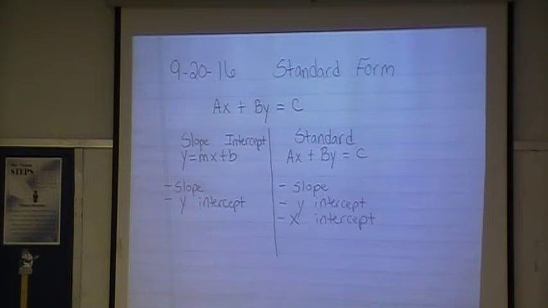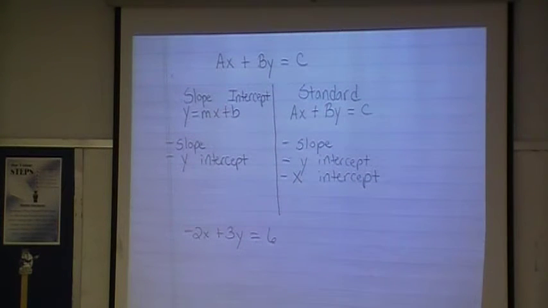And you say, okay, how do you know it's in standard form? Well, you're going to have an x and a y on that same side. The x will come first, then your y, and then your equal sign and a number. So if I have a problem like this, negative 2x plus 3y equals 6, this is standard form.